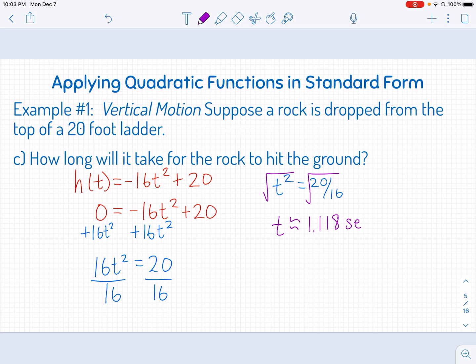1.118 seconds. And in math, unless it's an integer or something that terminates nicely like 1.5 or 2.25, we're always going to leave 3 digits after the decimal. So 1.118 seconds. If you take AP Calc or AP Stats in a couple years, this is standard. It's always 3 numbers after the decimal.